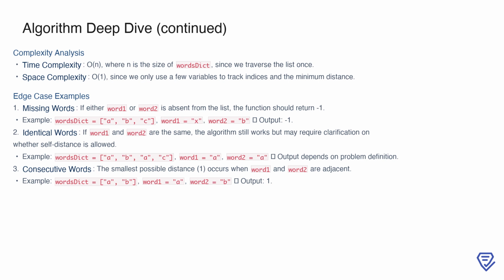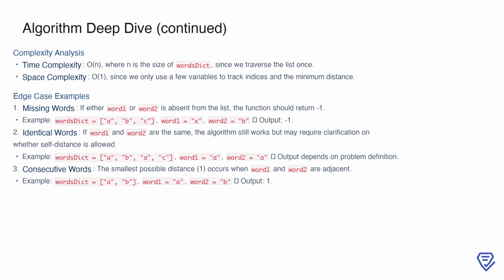To ensure the algorithm handles edge cases correctly, we consider several scenarios. First, if either word 1 or word 2 is missing from the list, the function should return -1, as there is no valid distance to calculate. For example, if words_list contains only A, B, C and word 1 is X, the output would be -1.